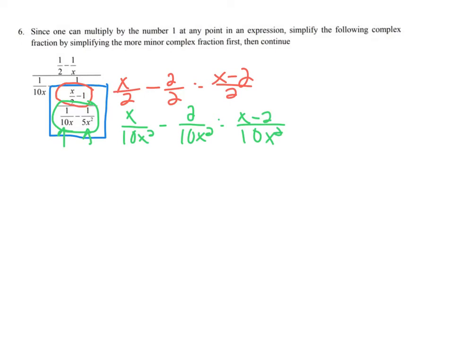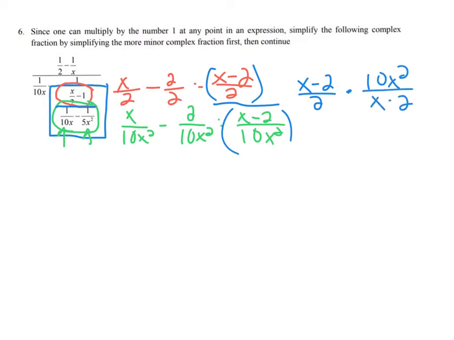Keep in mind, in this, we were dividing the part I have circled in red by what I have circled in green. So what we have is x minus 2 over 2 divided by x minus 2 over 10x squared. And when you divide by a fraction, you should know at this point that we multiply by the reciprocal. So we take our numerator, x minus 2 over 2, and we multiply by the reciprocal of our denominator in green, which would be 10x squared over x minus 2.